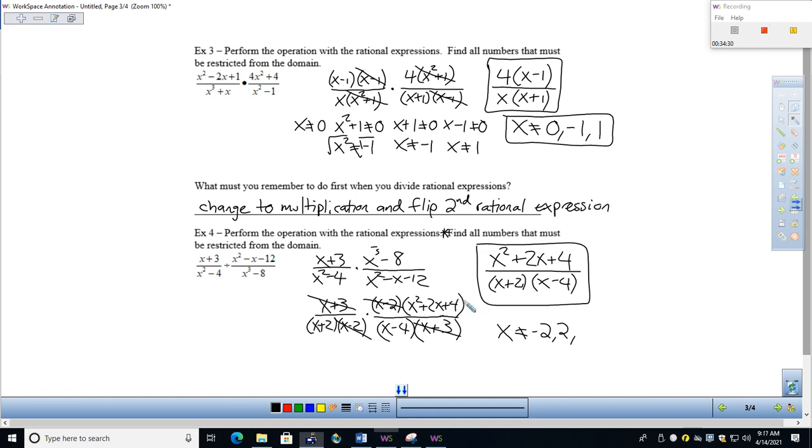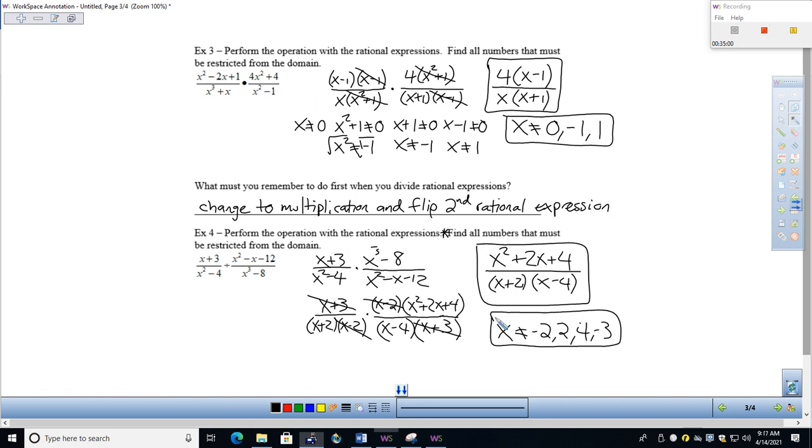Now, I'll just tell you for this one, if you tried to set this to 0 and solve, it's unpleasant, but we can do it. But you end up getting imaginary numbers. So this does not produce any exclusions. But this one does, and this one does. So if I set those to 0 and see what they would produce, those are the values that we need to be excluded from the domain.